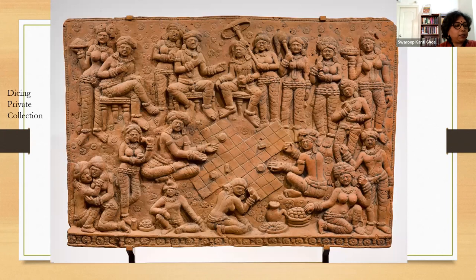Among all the games and sports prevalent in early India, dicing had no doubt the prime position. The game became an integral part of urban life by the 2nd century BC. And when we look at the Kama Sutra, we find that in the house of a Nagaraka, a dice board is very much there. So it is a part of the life of an urban man.